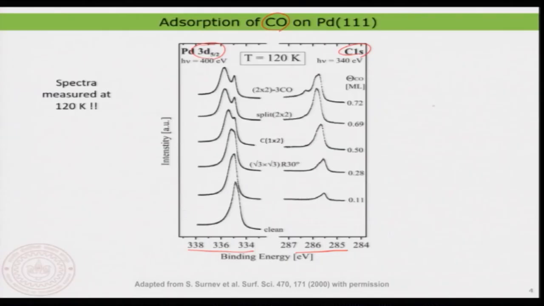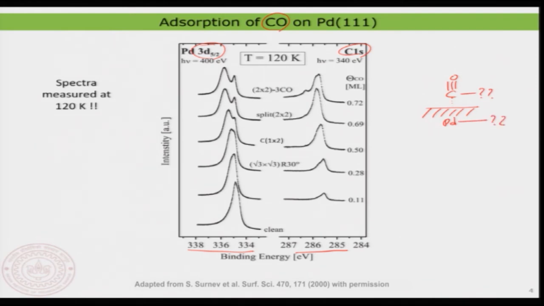Now we have basically the palladium and also the carbon 1s state. Why do we look at the palladium and the carbon 1s? Because you know that I have basically the palladium surface, and then I have the carbon monoxide molecule somehow sitting on top of it. It might adsorb like this, and therefore what I am interested in looking at is what happens to the carbon, and also what happens to the palladium?